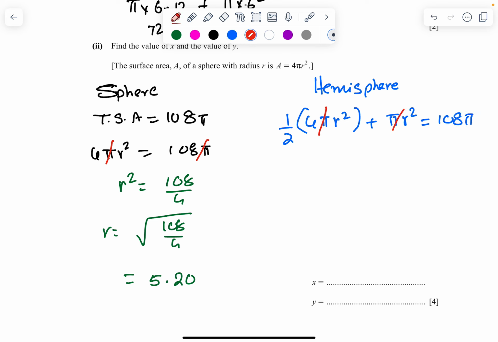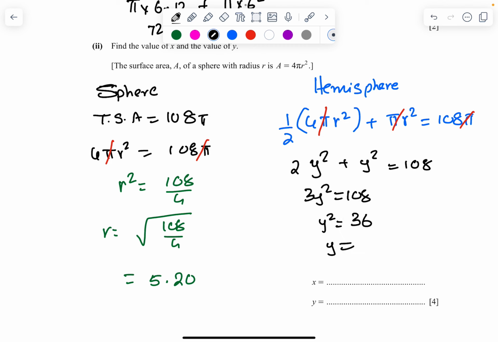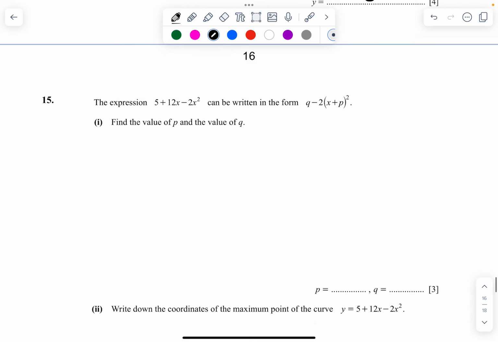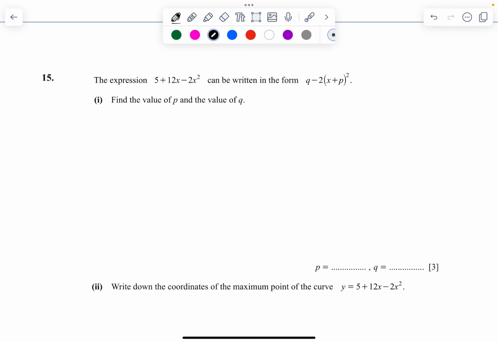So pi and pi get cancelled. So it becomes 2 r square. R square is y square plus y square equals 108. So 3y square equals 108. Y square equals 36. So y equals the square root of 36, which is 6. So 5.20 is 6. Question number 15.